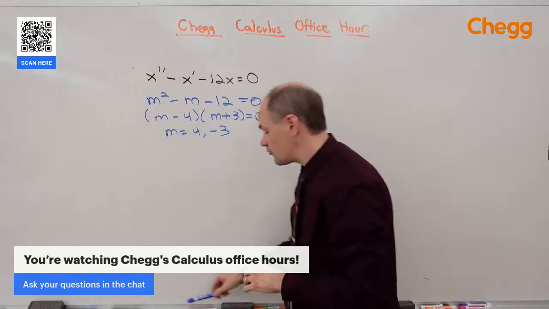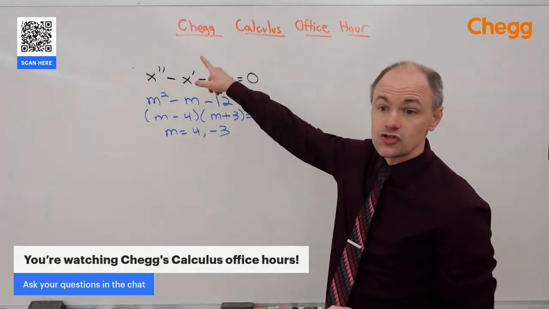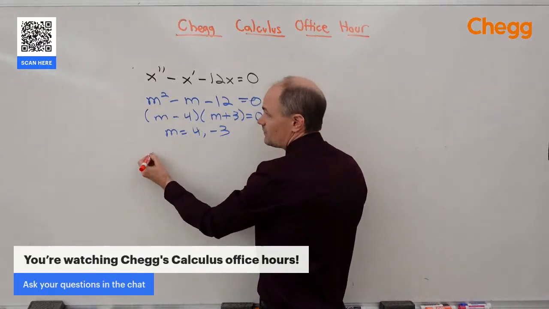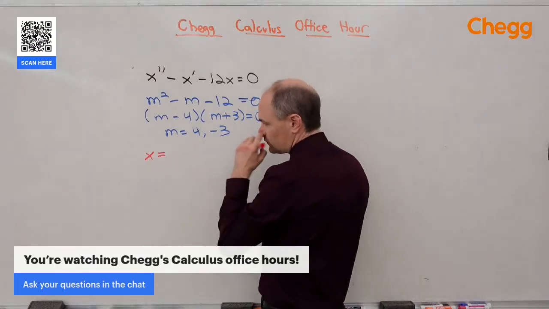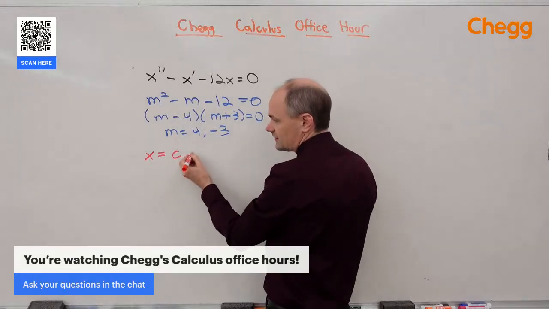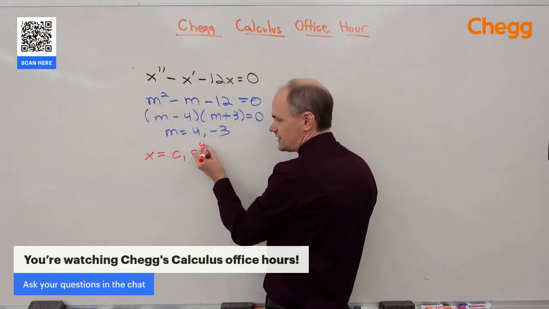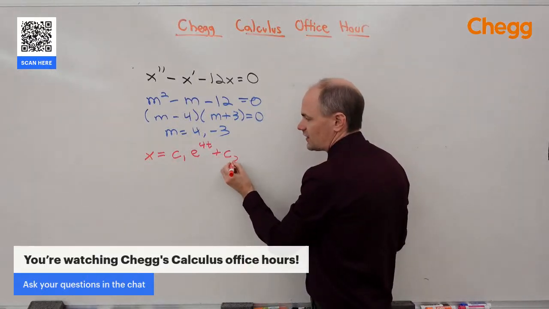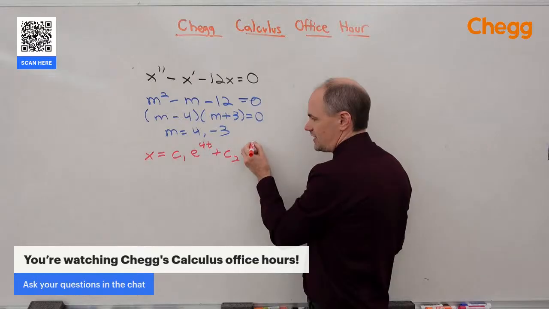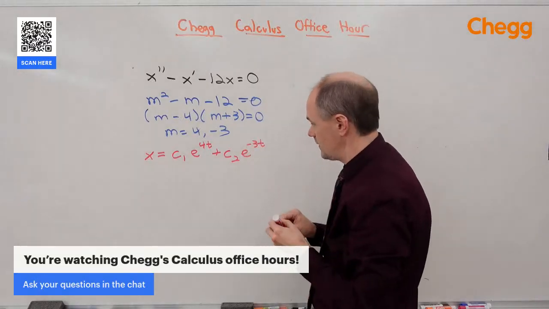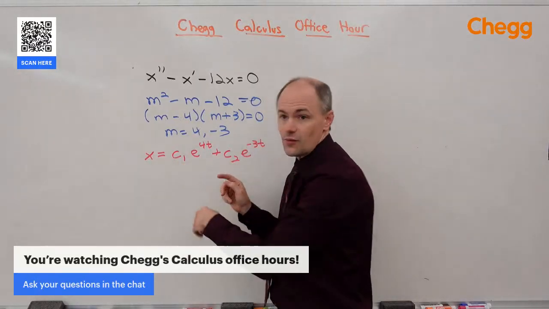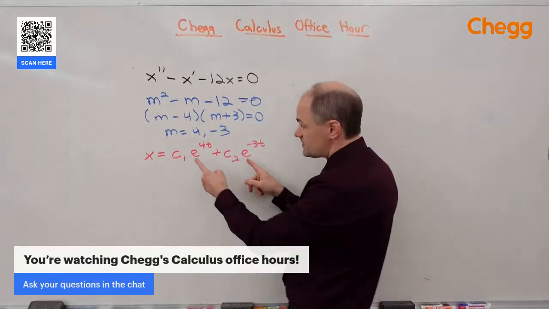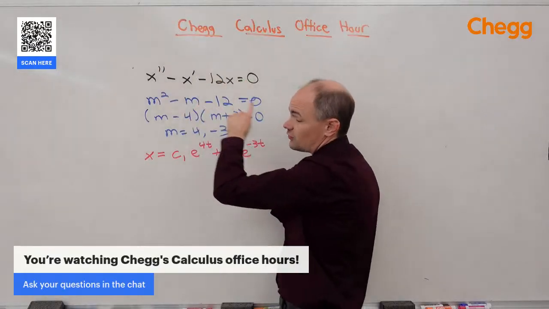That helps us know the form of the actual solution to this differential equation. The solution to this differential equation is going to be x equals a constant times e to the 4t plus another constant times e to the negative 3t. This equation, we don't know what C1 and C2 are. We could solve them if we had some initial conditions. But this equation is a solution to this differential equation.